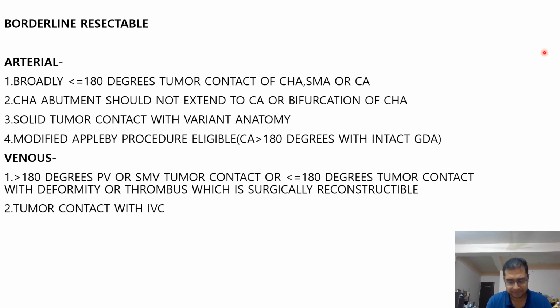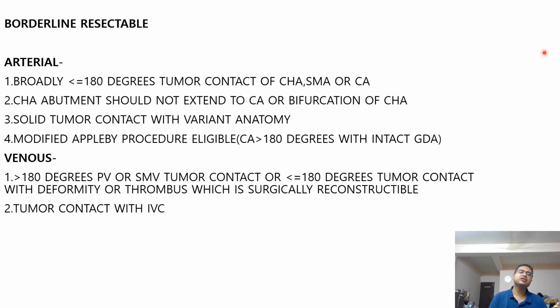celiac artery has more than 180 degrees contact, that is, it has been encased by the tumor, but the GDA, the gastroduodenal artery, is preserved, we can still go for a modified Appleby procedure because the GDA will have some retrograde collaterals which will supply the liver parenchyma.